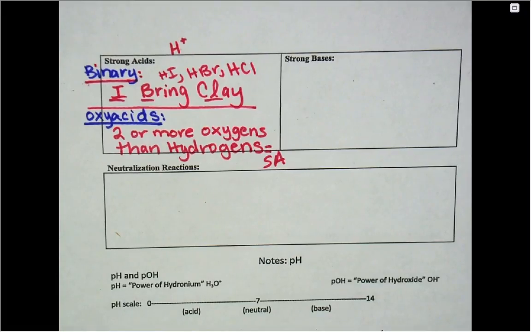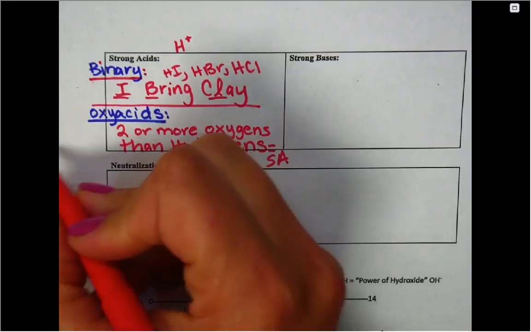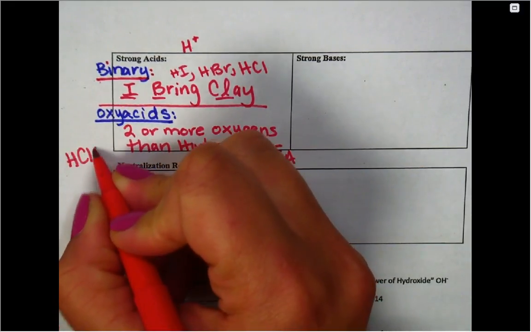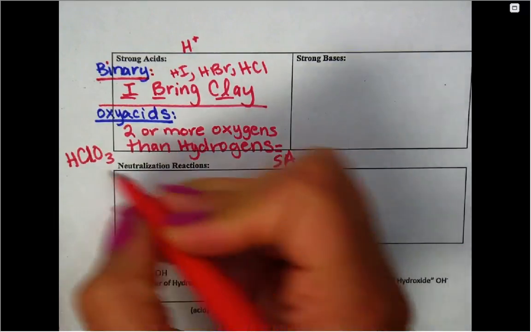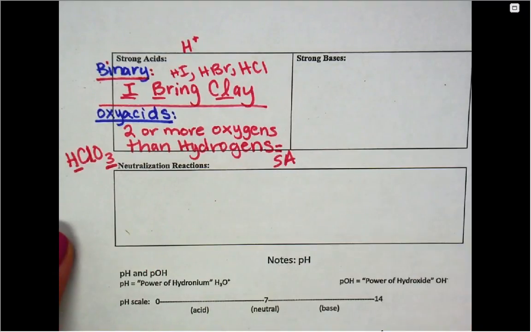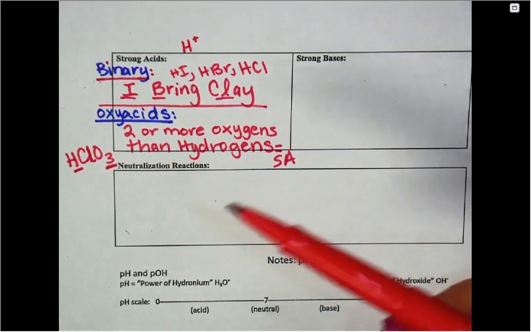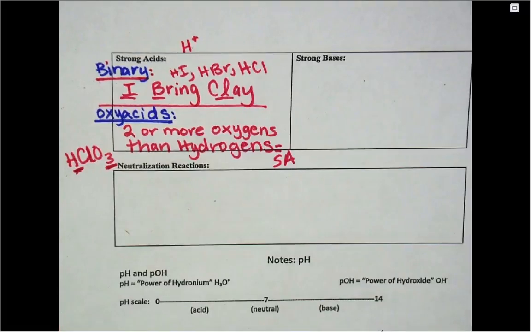So for example, if we had something like HClO3, we have 3 oxygens and 1 hydrogen, right? So 3 minus 1 is 2, so 2 or more oxygens than hydrogens. So you're focused in on counting up with those subscripts. You just want to get 2 or more because it makes it 100% ionized.